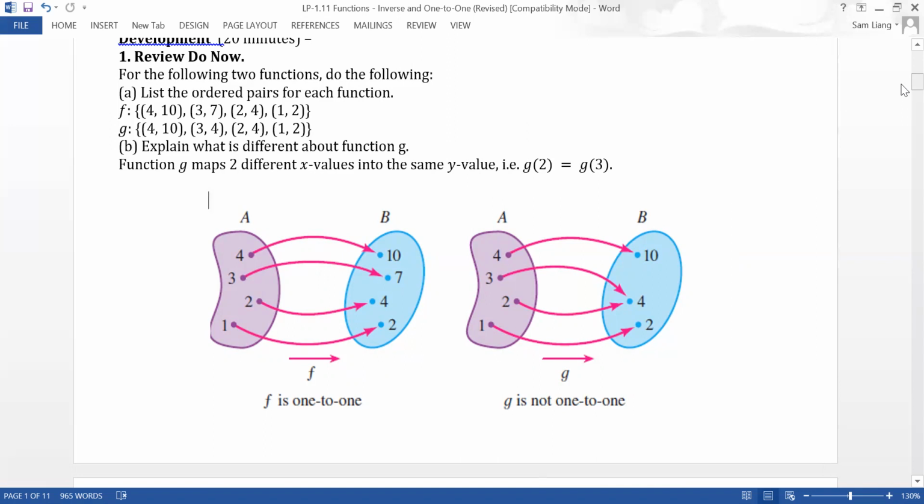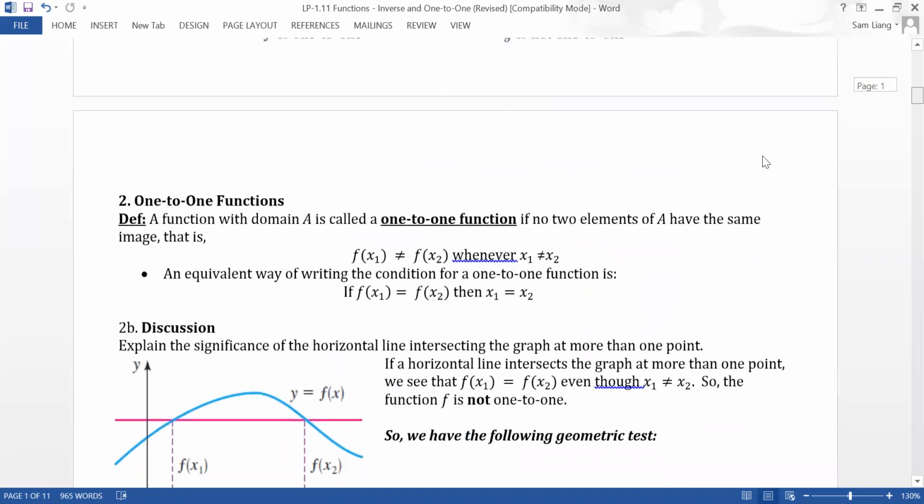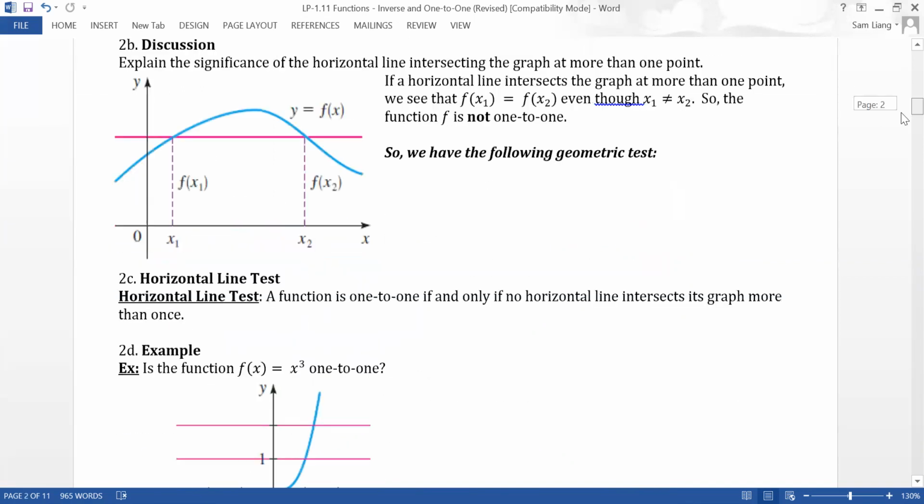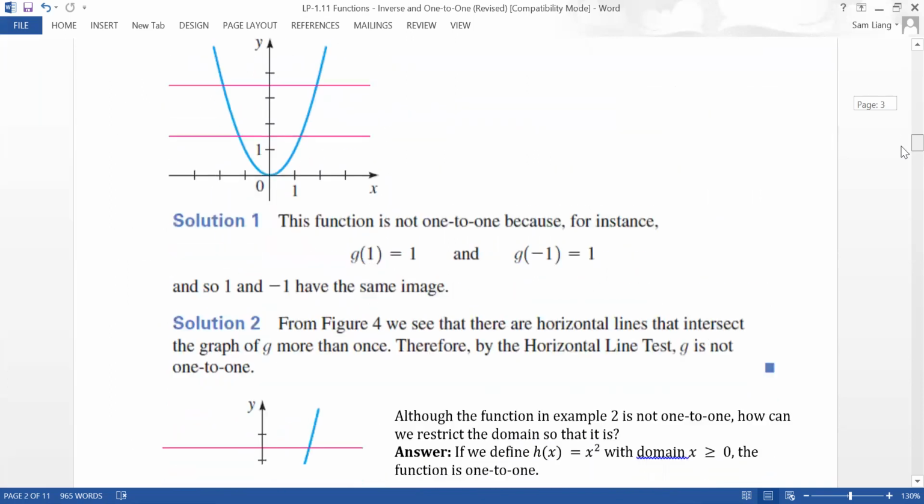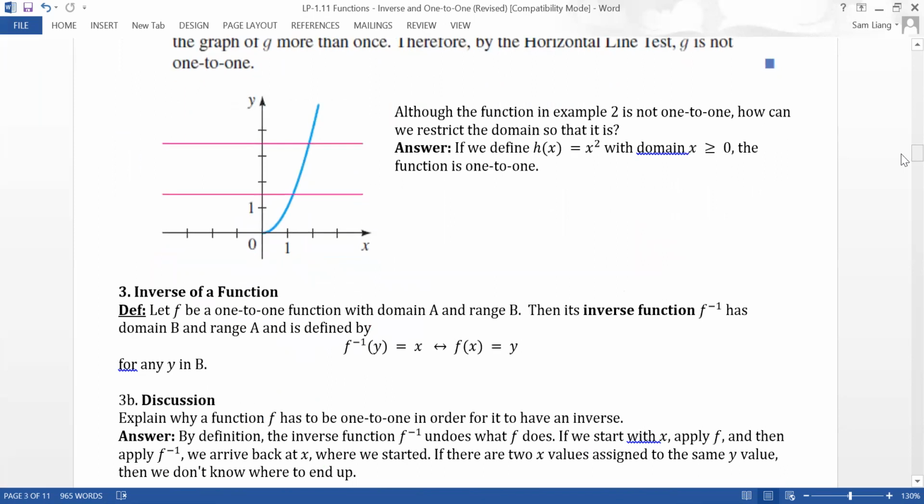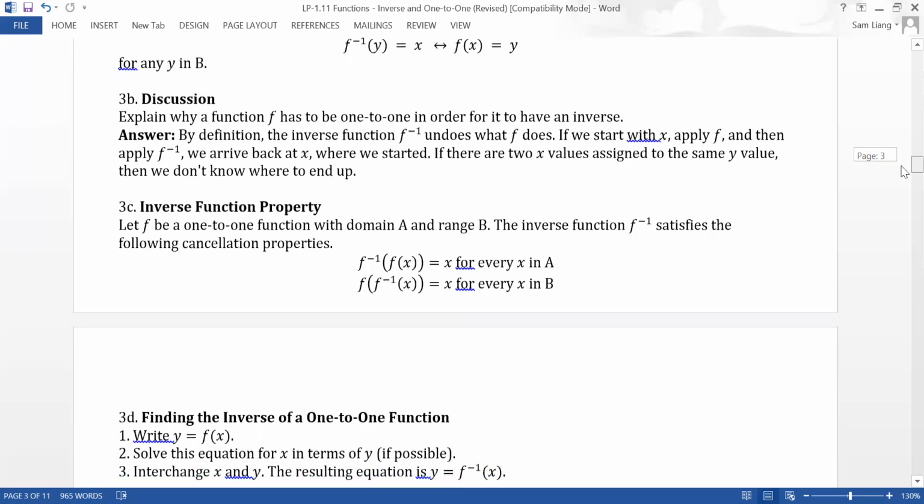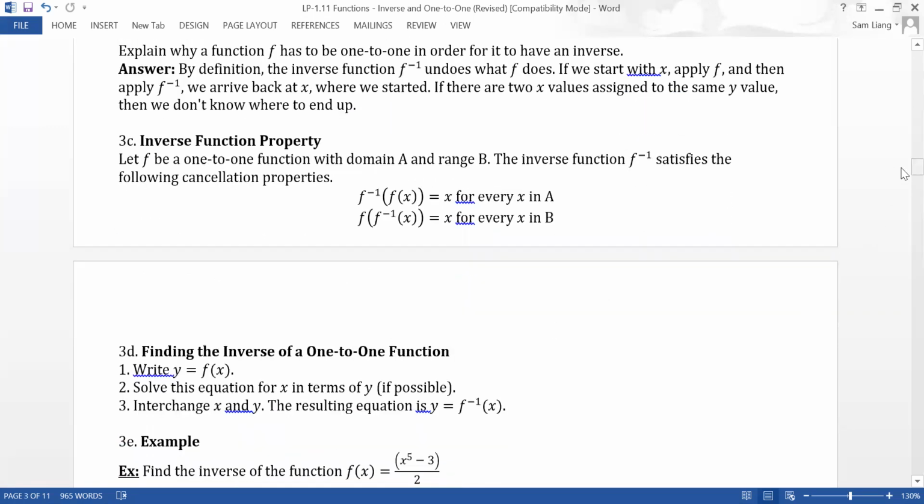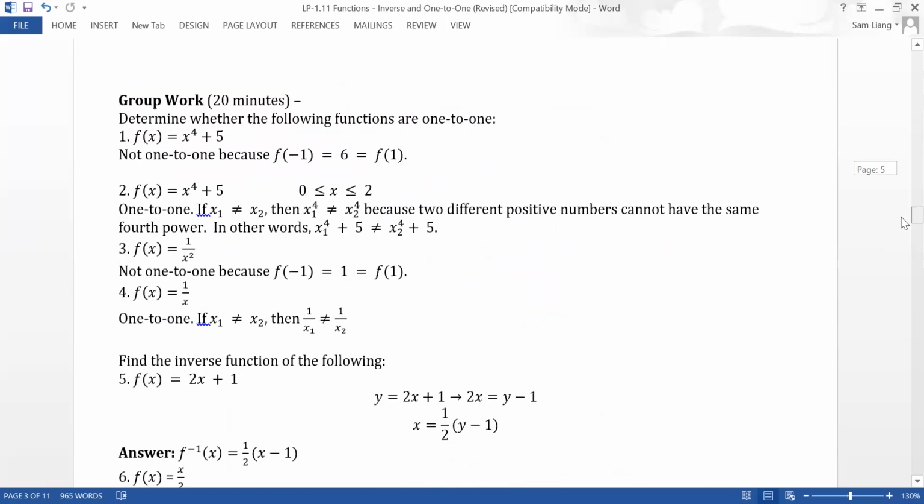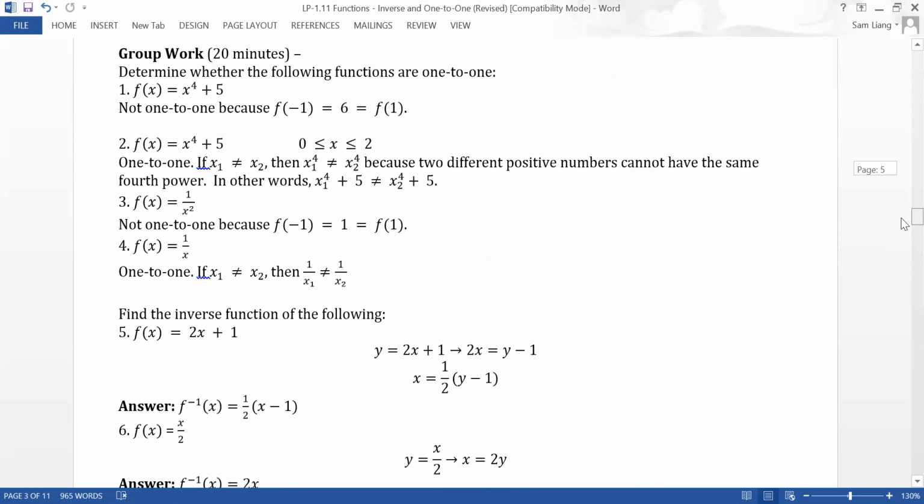Okay. All right. So just as an overview, we're going to go through the definition of one-to-one functions again. We're going to talk about the horizontal line test. We're going to go through two examples, x cubed and x squared, to see whether they're one-to-one or not. That's the first half of the video. The second half of the video is going to be about inverses. As you might know, inverses and one-to-one functions are closely related. For inverse functions, we'll go through the definition, a discussion question, the inverse function property, and then how to actually find the inverse of a one-to-one function, and then an example, followed by some questions on the classwork.